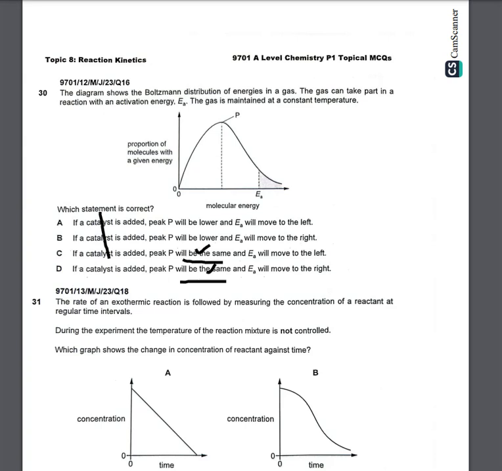I repeat, for I guess the 15th time now, that the catalyst has nothing to do with the molecules possessing a particular amount of energy, and the activation energy will move to the left because the activation energy is decreased. So C is your right answer.